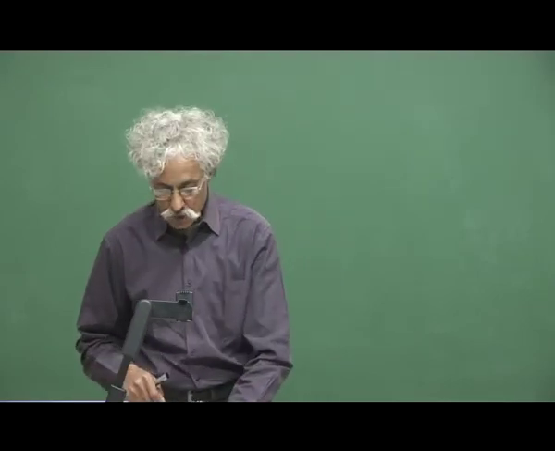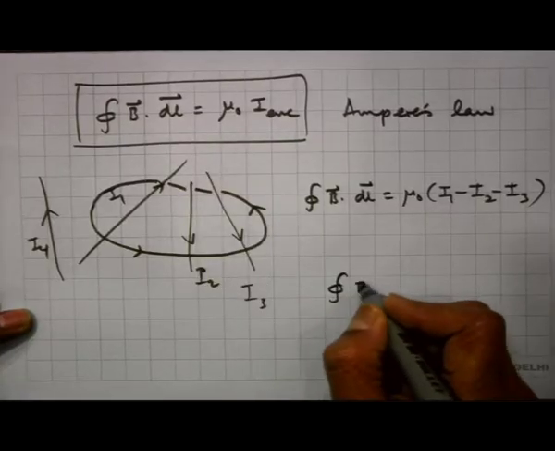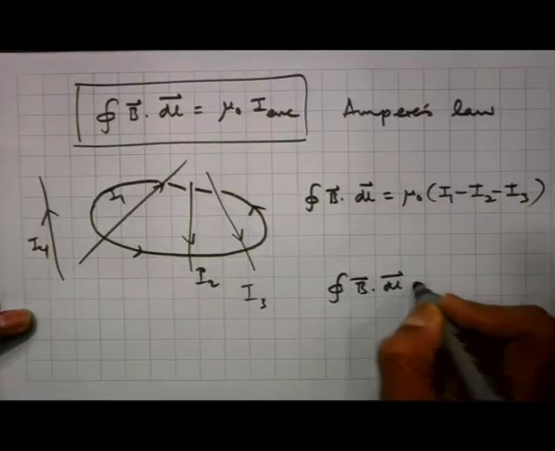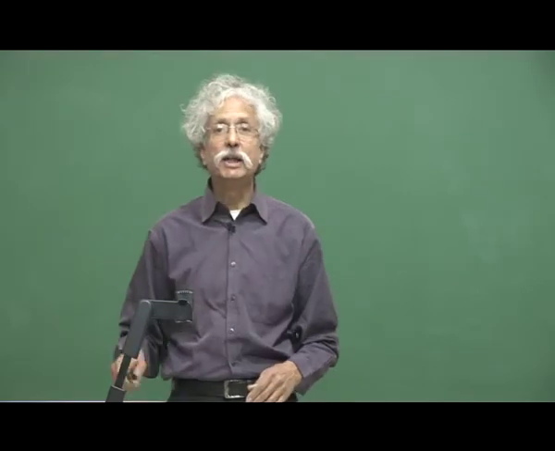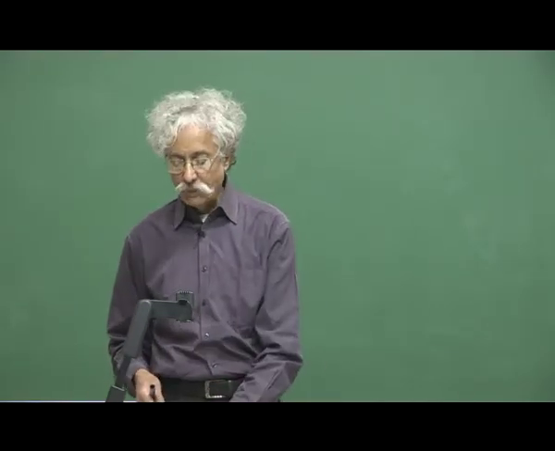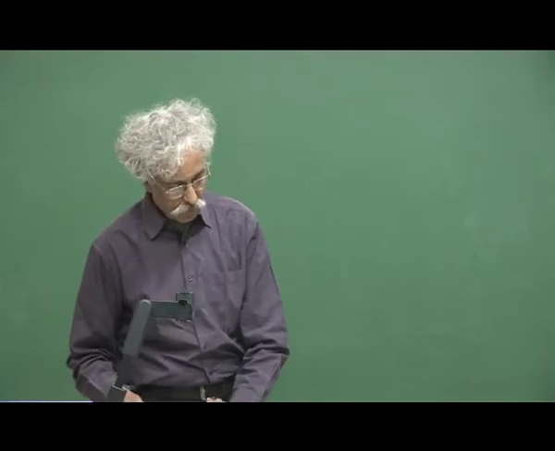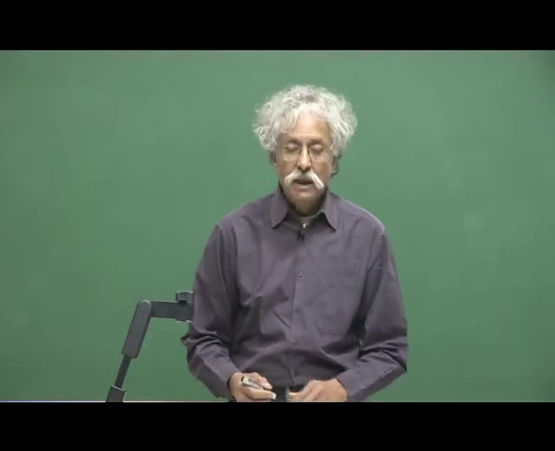So, suppose I find in a situation integral B dot dl is equal to 0, this does not imply magnetic field is 0. As you just now saw, if the loop of integration exists outside the current carrying conductor, integral B dot dl is 0, although the magnetic field at every point was not 0. Now, I want to leave a problem here for you to think.